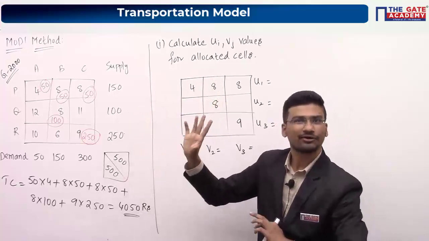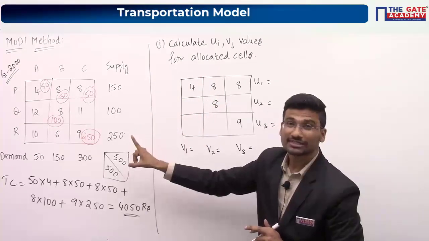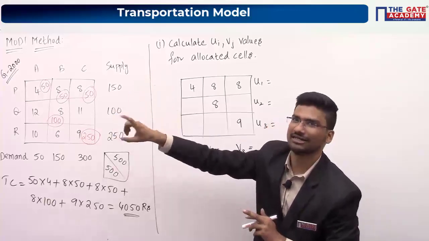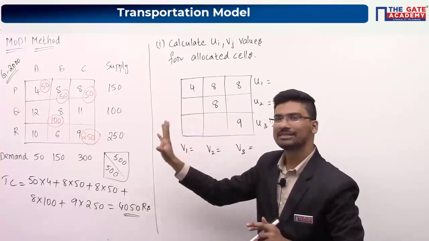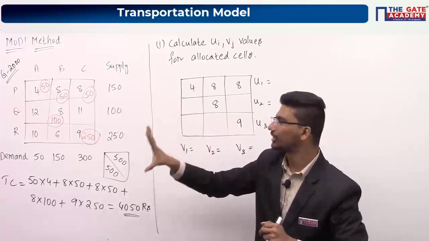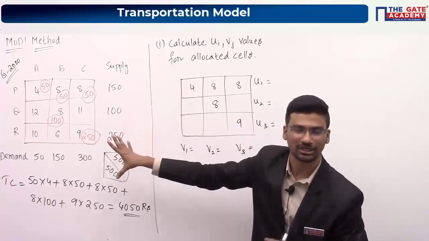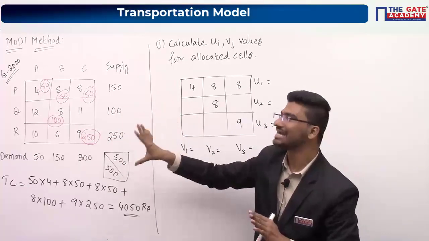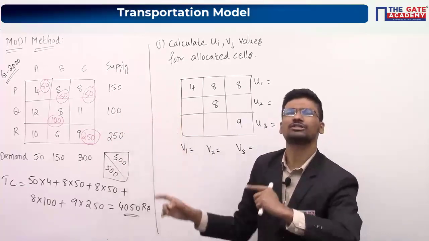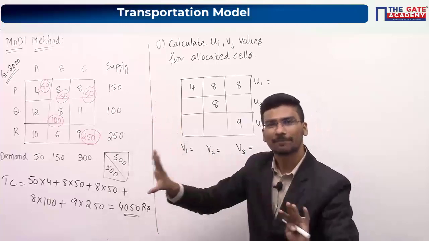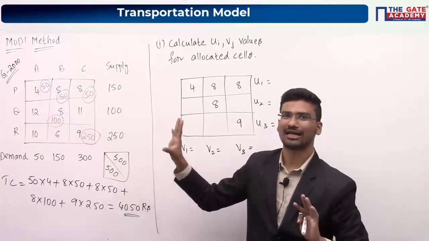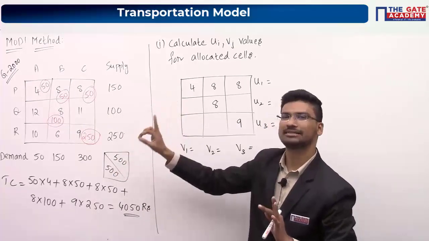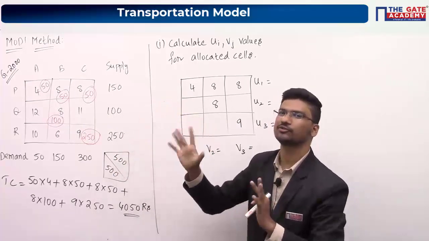Now remember what I have told. The number of allocations is 5. What is the m plus n minus 1 value? 3 plus 3 minus 1, it is also 5. That means we have m plus n minus 1 allocations in this solution, so we can apply the Modi method. If the number of allocations is less than m plus n minus 1, the solution is degenerate and we cannot apply the Modi method. That's what I have already told you. If the solution does not have m plus n minus 1 allocations, you cannot use the Modi algorithm.